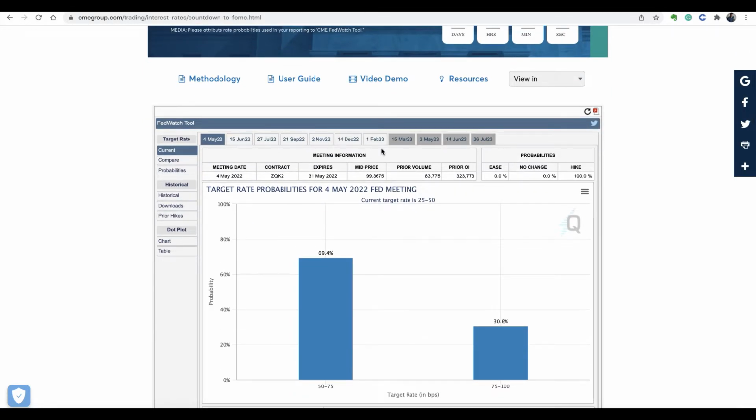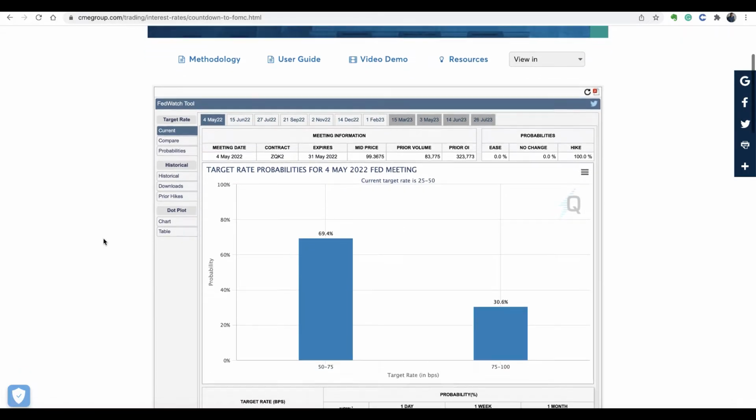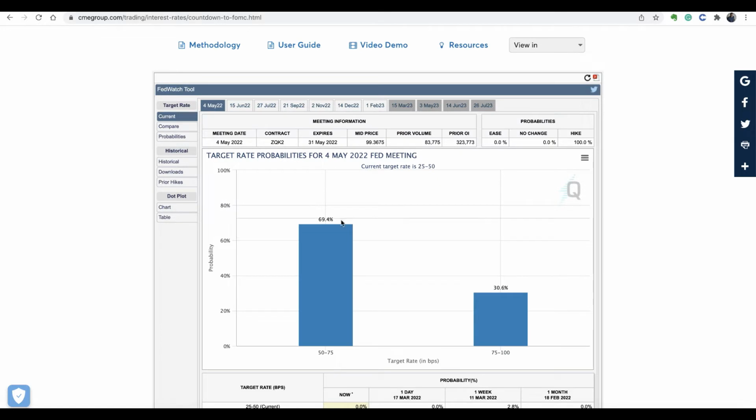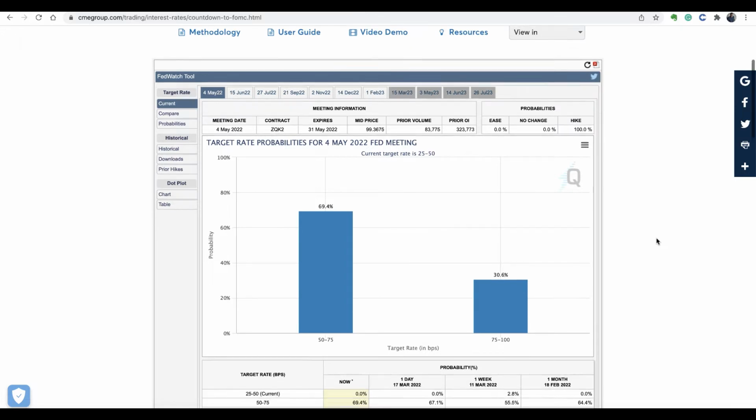For example, if we decide to pick the upcoming meeting of the Federal Reserve in May, we can assess probabilities of different scenarios. First of all, I don't know, 69% of people believe that we will have a one-step hike, and 30% of traders and investors believe that we will have a two-step hike, which means that the interest rate will be raised towards 75, 100. How do we use that exactly?